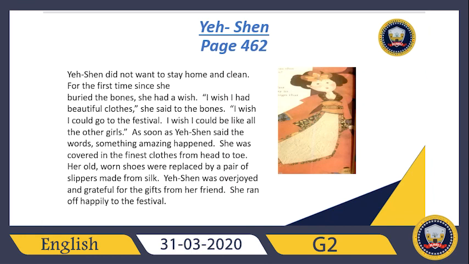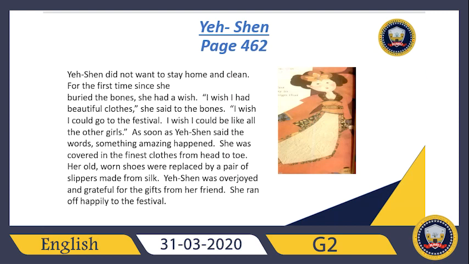Yi Shen was overjoyed. What's the meaning of overjoyed? Very happy and grateful for the gifts from her friend. She ran off happily to the festival. So we see that Yi Shen is finally successful in going to the festival, because now she has good clothes and expensive slippers.